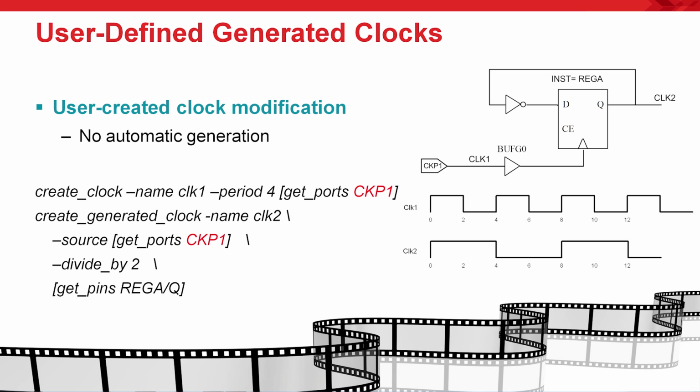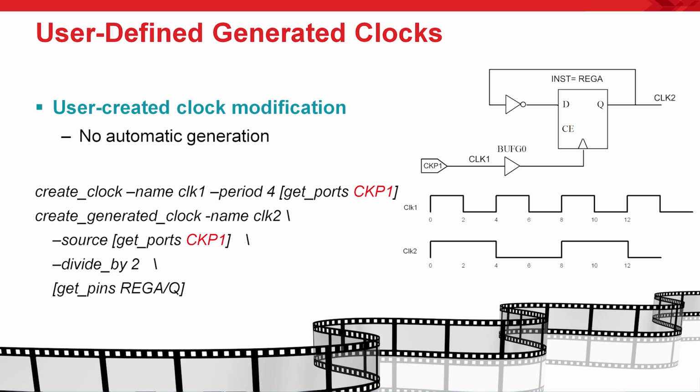Here's an example of a user-defined generated clock. The primary clock drives a register divider to create a divide by 2 clock at the register output. Generated clocks for these types of user-defined circuits are not automatically inferred. You need to manually create the generated clock using the create_generated_clock command.